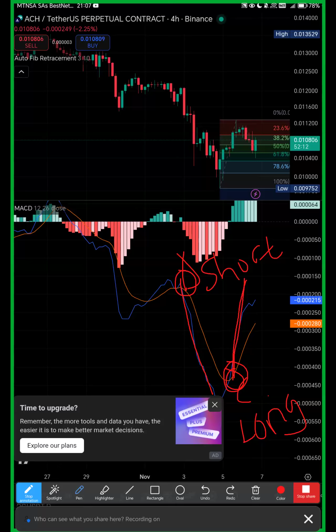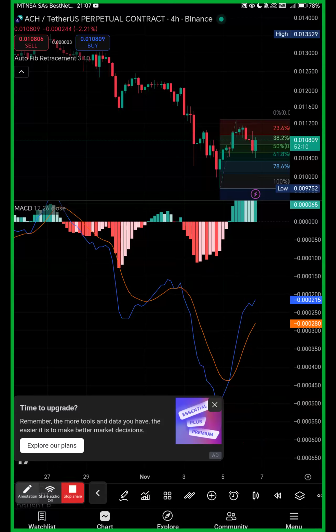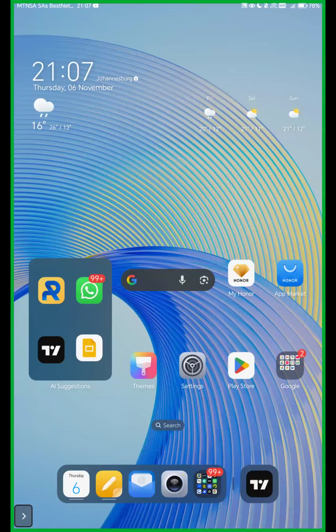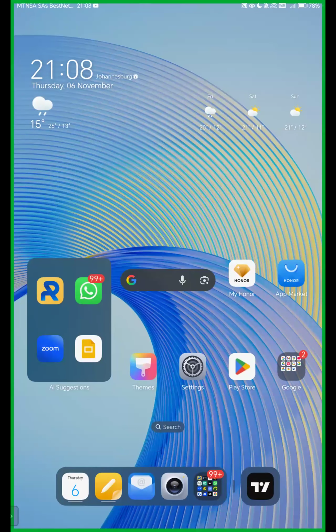Is this clear, ladies and gentlemen? Is this clear on those two lines, which are the MACD line and the signal line? Is it clear?